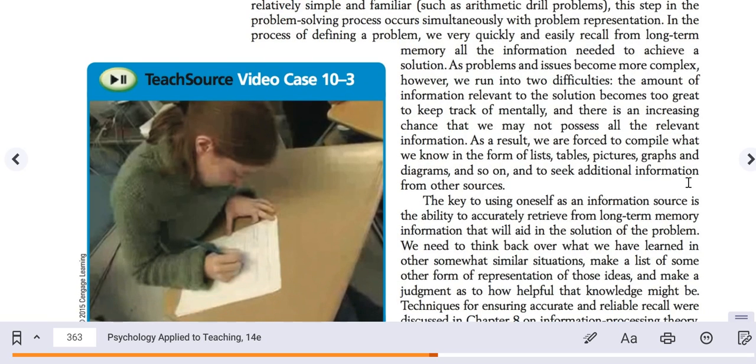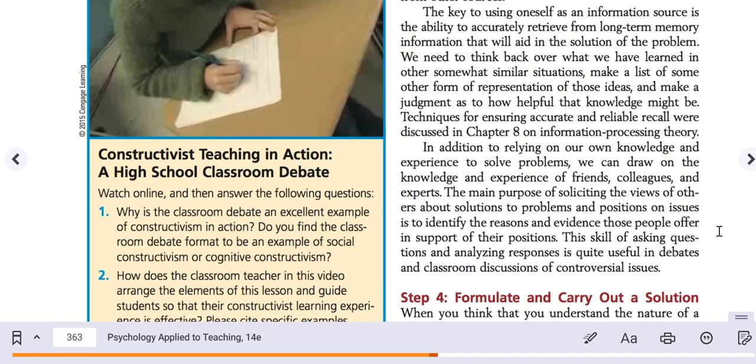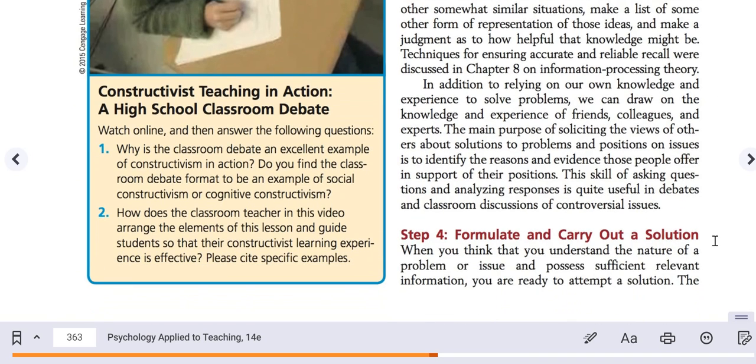The key to using oneself as an information source is the ability to accurately retrieve from long-term memory information that will aid in the solution of the problem. We need to think back over what we have learned in somewhat similar situations, make a list or some other form of representation of those ideas, and make a judgment as to how helpful that knowledge might be. Techniques for ensuring accurate and reliable recall were discussed in Chapter 8 on information processing theory.